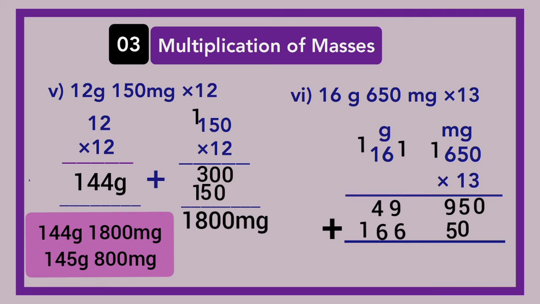So 0 comes down, 5 plus 0 is 5, 9 plus 5 is 14. So 9 plus 1 is 10, 10 plus 6 is 16. 6 comes down and 1 goes up, 6 plus 4 is 10, 10 plus 1 is 11. 1 comes down and 1 goes there. 1 plus 1 is 2. So the final answer is 216 grams and 450 milligrams.